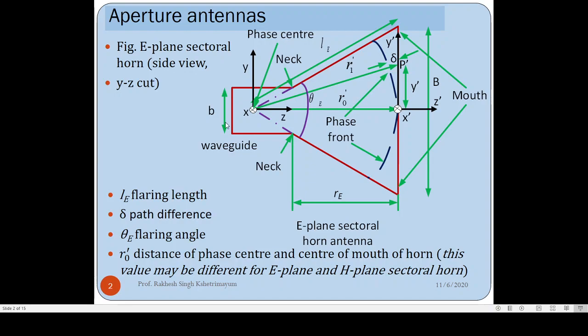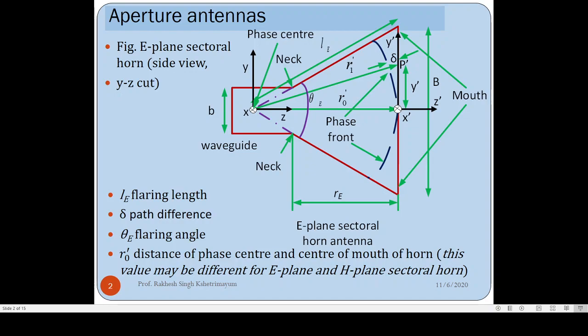This dimension will now become b, and the mouth of the horn antenna will have a dimension of capital B. This is the neck of the horn antenna, and this is the mouth. The distance between the neck and mouth of the horn antenna we will denote by RE now, E for the E-plane sectoral horn antenna. Similarly, the flaring length we will denote by LE, and the flaring angle by theta E. So for the E-plane sectoral horn antenna, we have LE, theta E, and RE here.